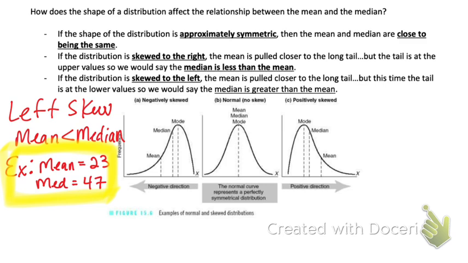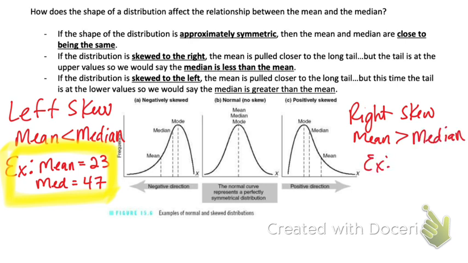So in a right skew distribution, what is going to be true about the mean versus the median? Good. In a right skew, your mean is going to be greater than your median. So an example might be, I don't know, let's give a mean of like 150.